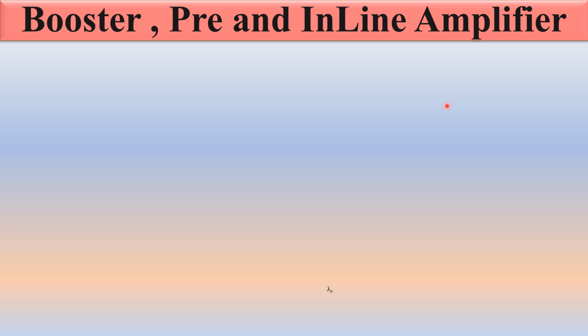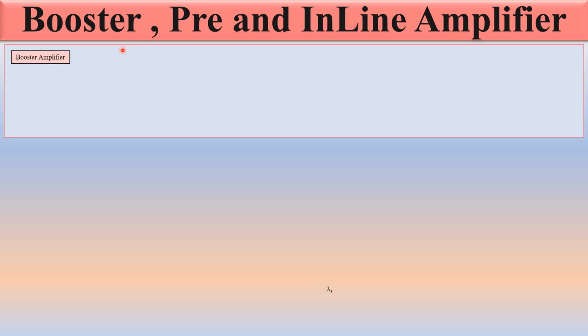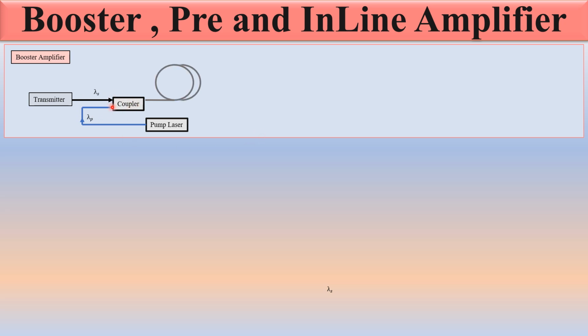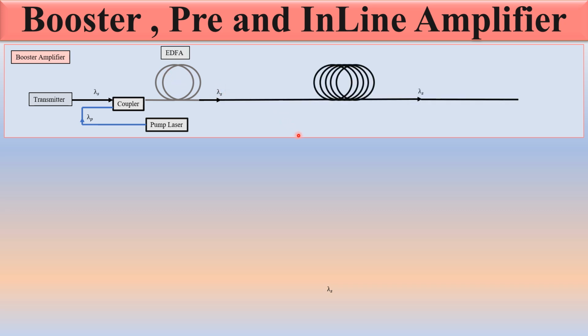So let's see the booster, pre and inline amplifier. For the booster amplifier, you can see this is the transmitter. Pump laser. The pump laser goes to the coupler. Lambda P is the laser photon. This is the transmitter, which generates the transmitted signal. These two signals are coupled and go to the erbium-doped fiber, EDF. This is called the lambda signal power. These are transmission optical signals. You can see this is the receiver.